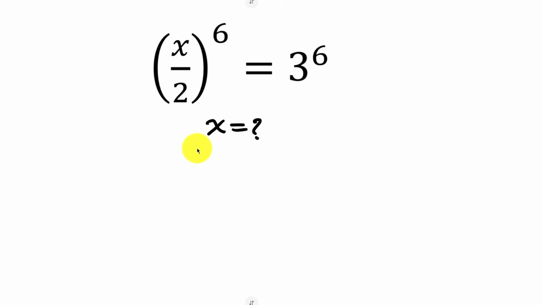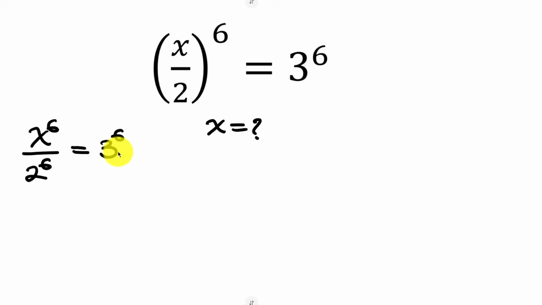We have this interesting question that says find the values of x given that (x/2) raised to the power of 6 is equal to 3 to the power of 6. Our first step will be to apply the property of indices to the left hand side, and that will be distributing the 6 to both the numerator and denominator. So in other words, the left hand side can be written as x to power 6 all over 2 to power 6, and this is equal to the right hand side, that is 3 to power 6.